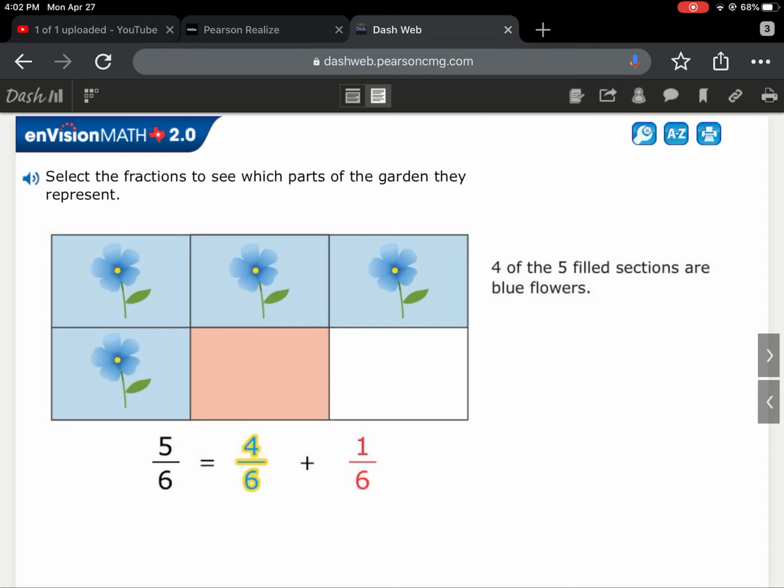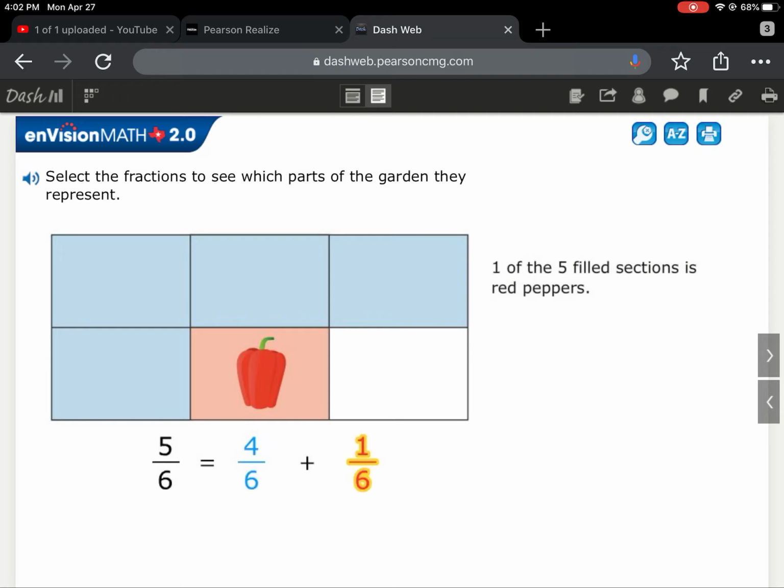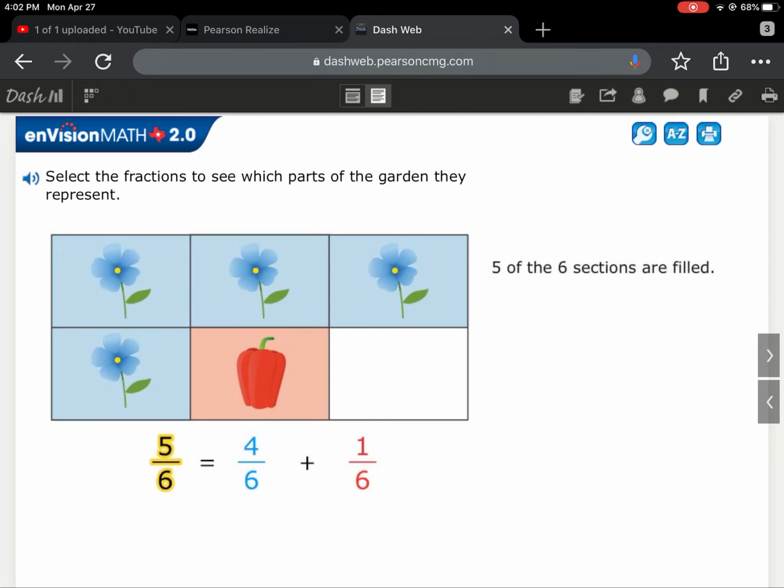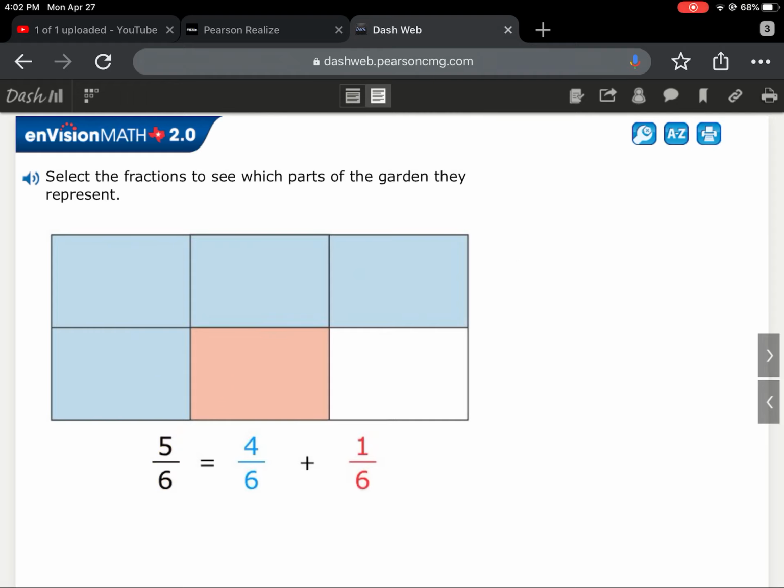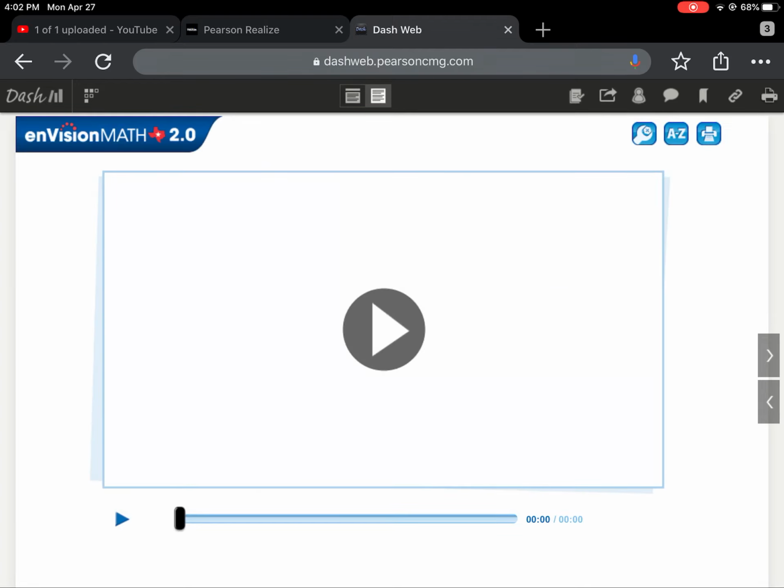Four of the 5 filled sections are blue flowers. One of the 5 filled sections is red peppers. 5 of the 6 sections are filled.